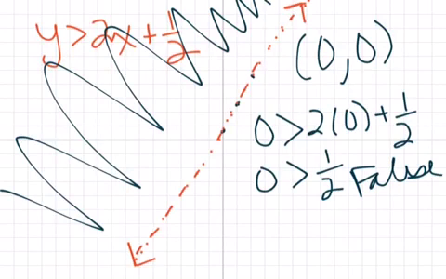Okay. So 0, 0 would be on this side of it. If you can kind of see it, it's kind of hard to tell. Okay, so that would be a false statement. So that's why we shade on the other side of it. Okay?